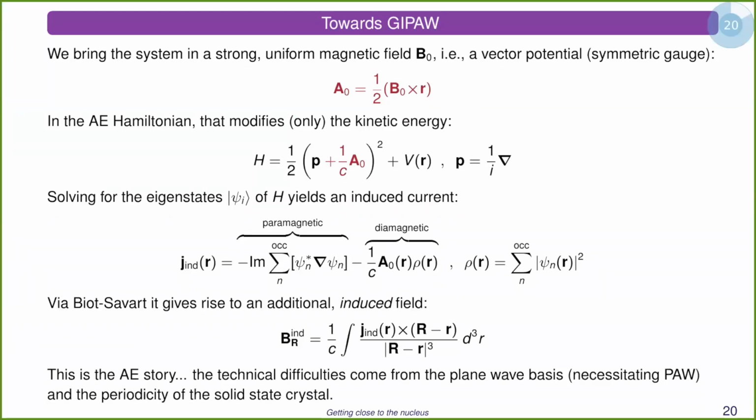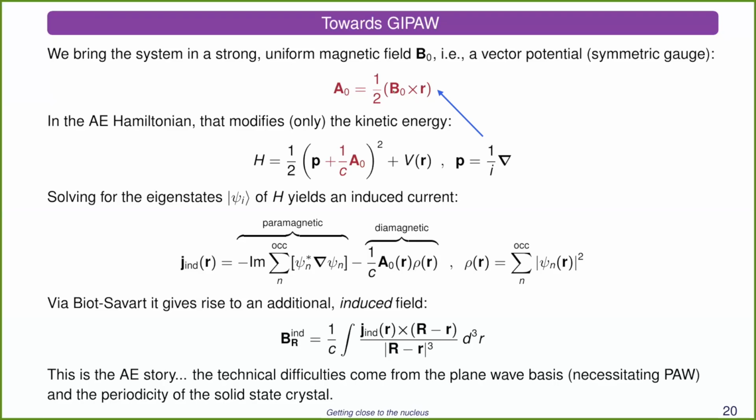Now, here is exactly the same story, but then only in formulas. So we're going to bring the system in an all-electron story. So this is about the basic idea. This is not the actually implemented formulas, but we bring it into a uniform magnetic field, and we take the vector potential of that field in this way. That we always do. This is the symmetric gauge.